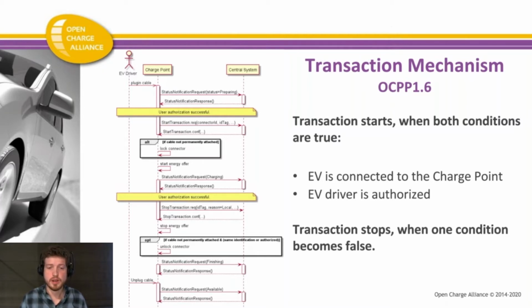Then the user can stop the transaction again by, for example, swiping an RFID card, but this can also be a stop button, for example. Then the transaction stops. The charge point will send the stop transaction message with reason local if it was locally stopped by the EV driver. Then the energy transfer stops, and the charge point will send a status notification finishing. And then after the cable is unplugged by the EV driver, it will send the status notification request available again.